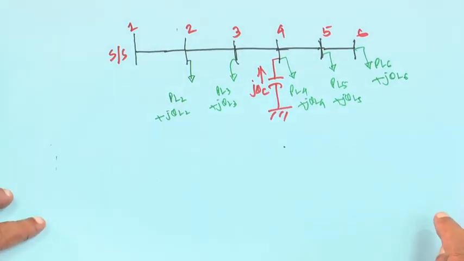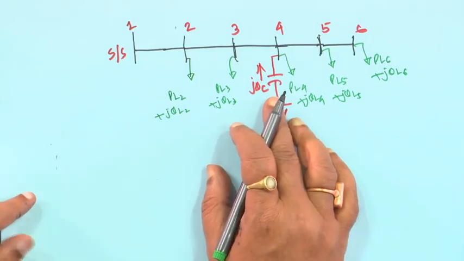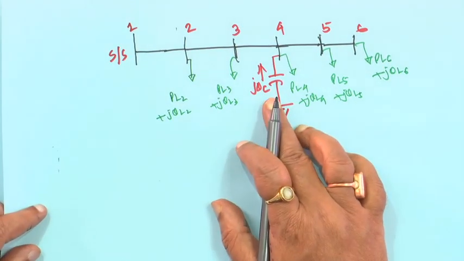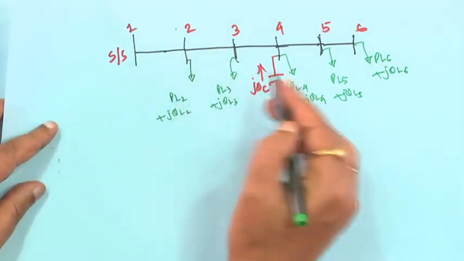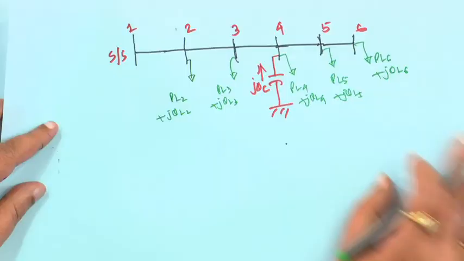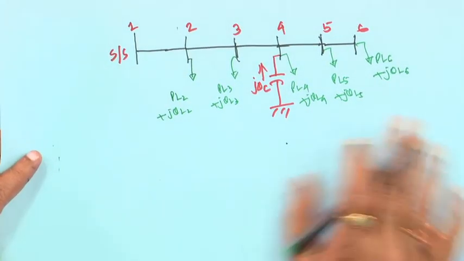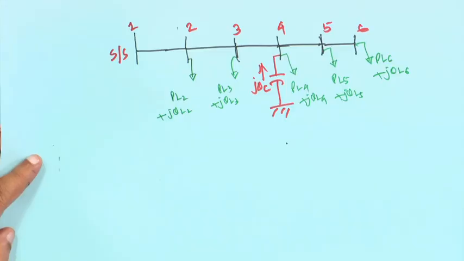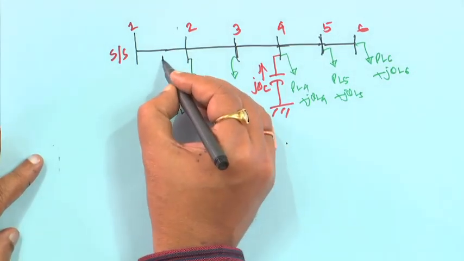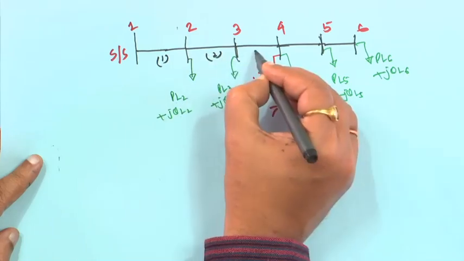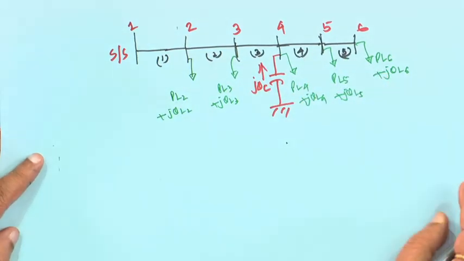So, in that case, what will be the effect? First you have to understand the effect of the capacitor. Forget about losses: suppose there are 5 branches, and say there is no branch loss. Now, what will be the electrical equivalent? This is branch 1, branch 2, branch 3, branch 4, and this is branch 5.